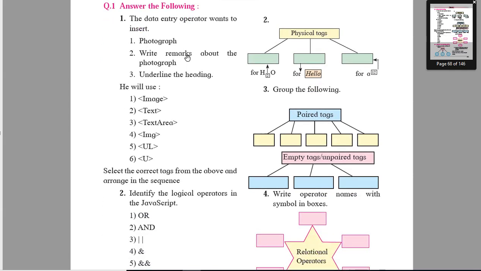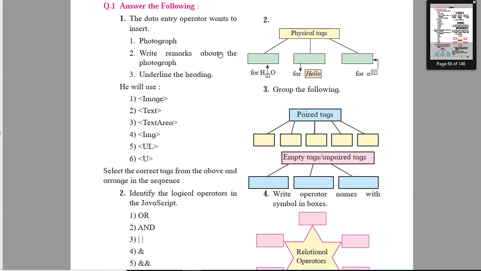You know a photograph is nothing but an image, so we will use the image tag. Which is the image tag, whether img or image? The image tag is img. So the first tag which we will use is the img tag.